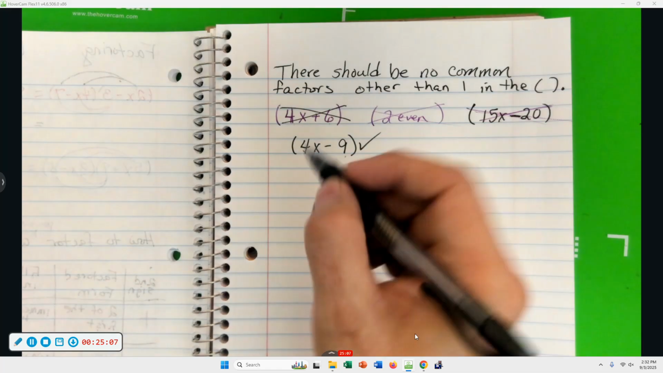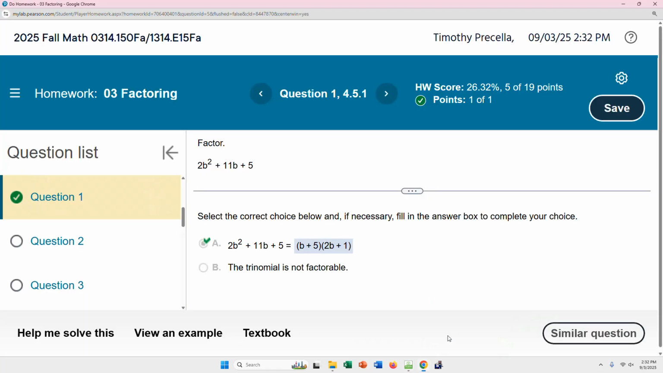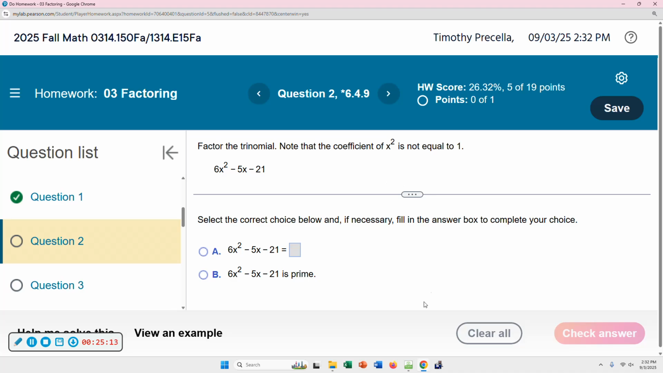Problem 2. I'm going to stop writing low on the page. Oh, they want you to see that the coefficient of x squared is a 6. I'm not sure why they wrote that there.